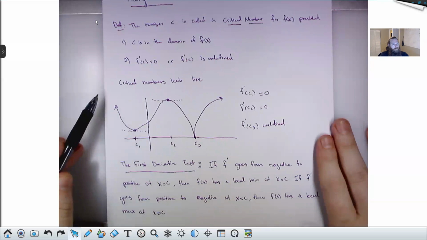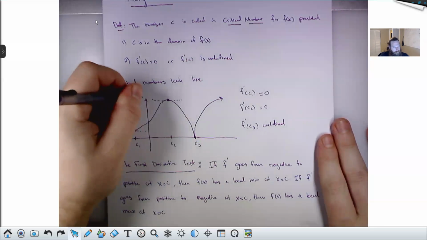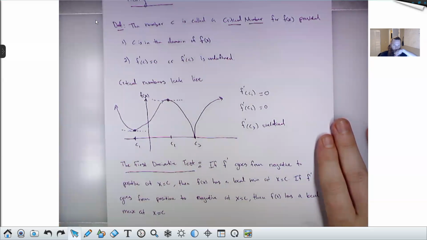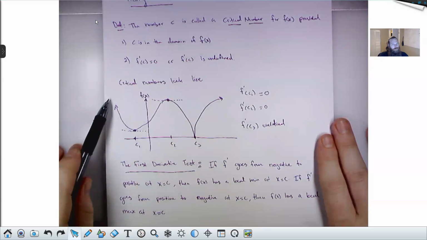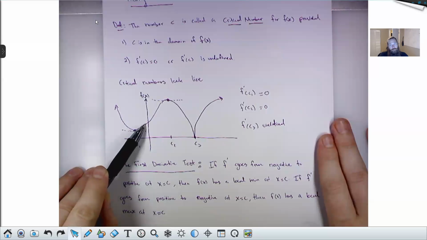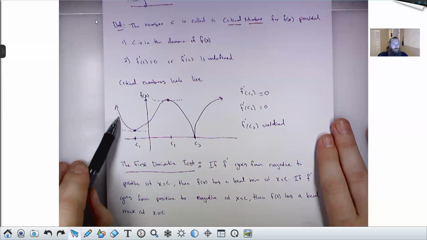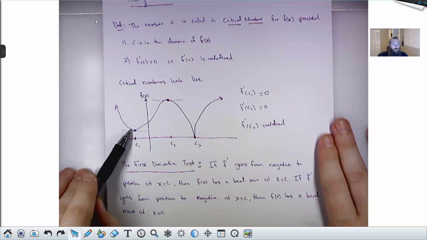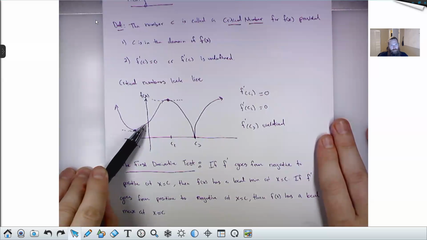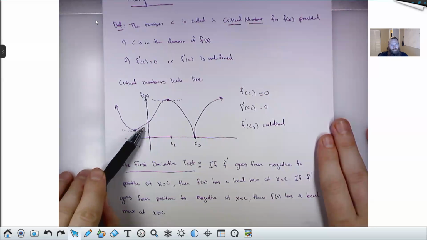So if I'm wandering in from this way towards C1 along the graph of f of x, this here is the graph of the original function f of x. I am decreasing, decreasing, decreasing, and then I turn around here and I start increasing, increasing, increasing. What that means is that f prime, the derivative, is negative, negative, negative, and then I turn around here and f prime is positive, positive, positive. So here at C1, f prime went from negative to positive, which means that f went from decreasing to increasing.